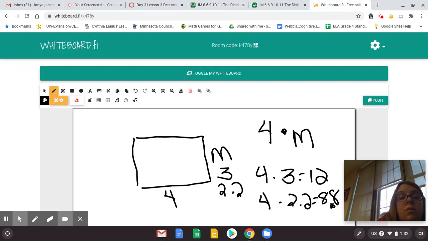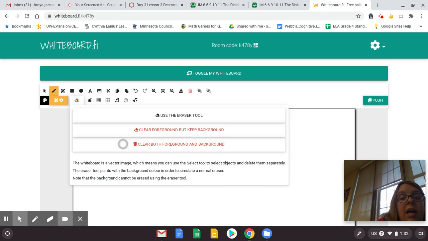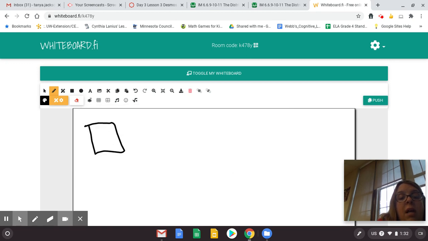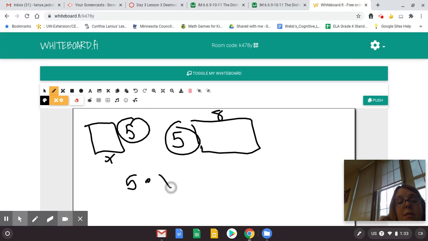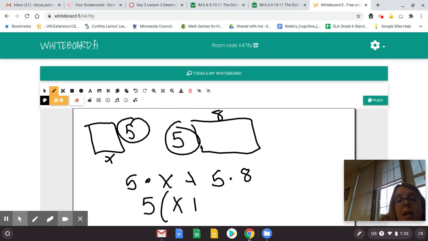And so you have this rectangle that's 5 and x, and this rectangle that's 5 and 8, and you want to know the sum of the 2 of them. Because 5 is multiplied twice, you could say either 5 times x plus 5 times 8, or you could say 5 times (x plus 8).